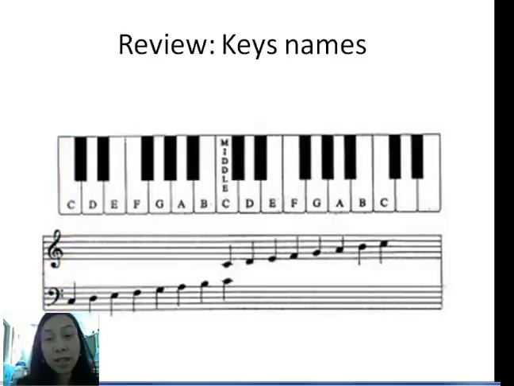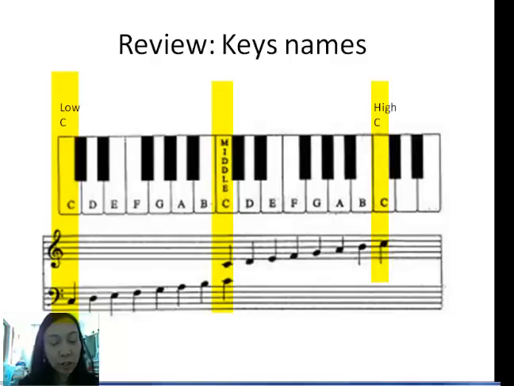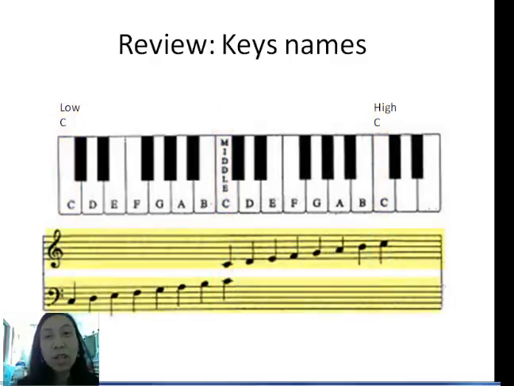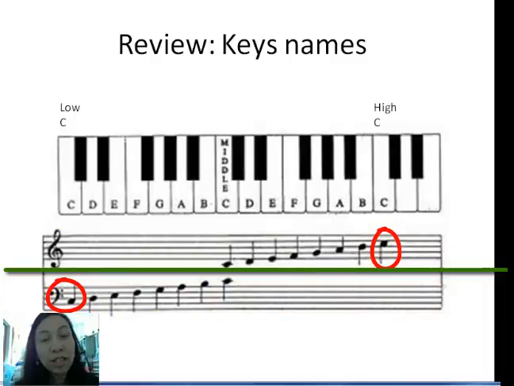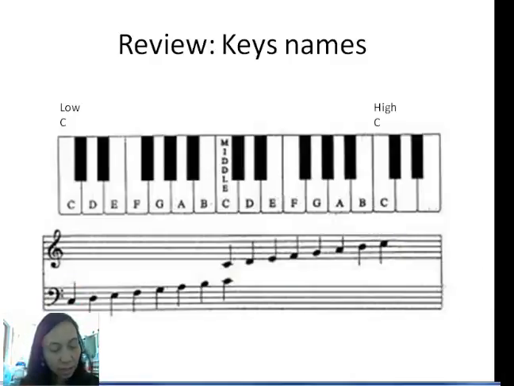For mnemonic purposes, we can also just say low C for this one, middle C for the one in the middle, and high C for this one. In order to memorize, you could also imagine that the two staffs are folded in half through a horizontal line between the two staffs, and you would see that the high C and the low C will fit in the same space. So why are we reviewing the keys' names? Because we are talking about the distances between the keys, especially the nearest keys.